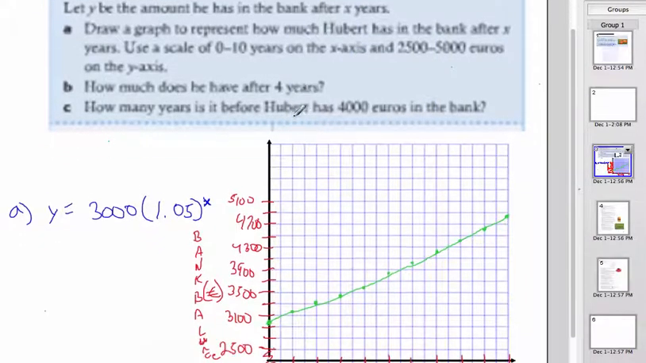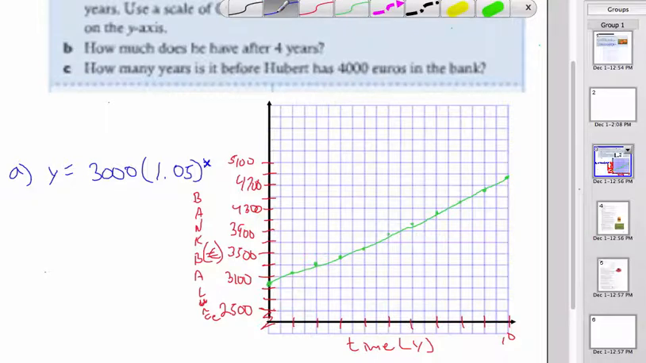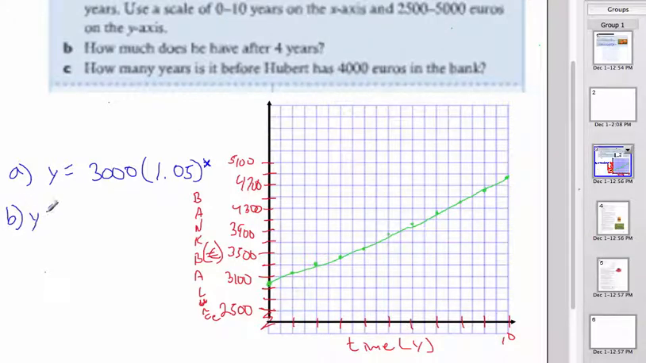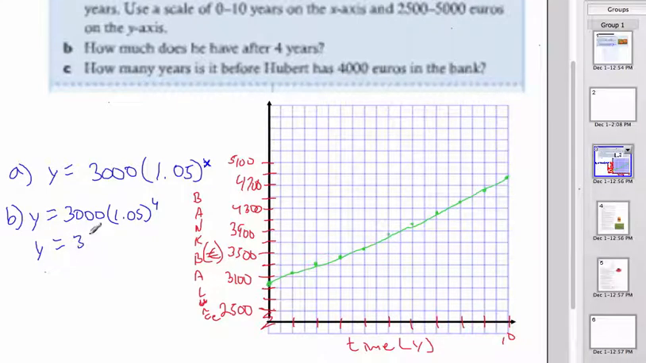How much does he have after 4 years? Well, we can use our equation to find that exact answer. How much is after 4 years? That's going to be x equals 4. 1.05 to the power of 4. And actually, we can go to the table and check out 4 is 3,646 euro and 50 cents. So 3,646.50 euro.